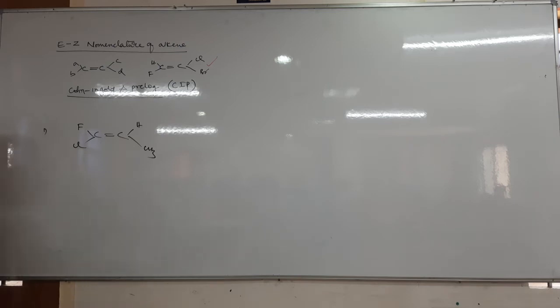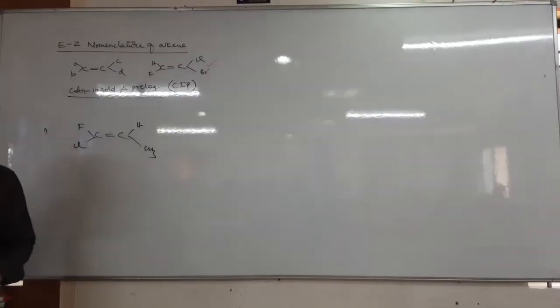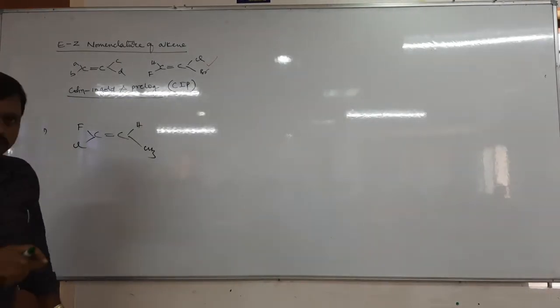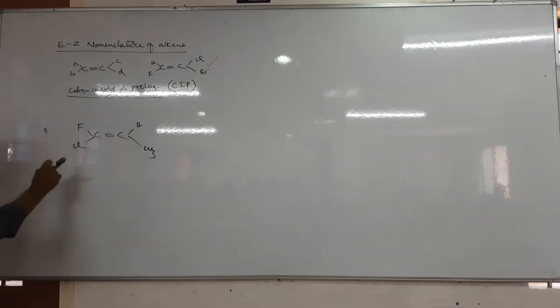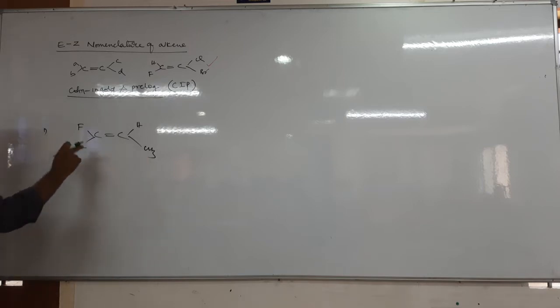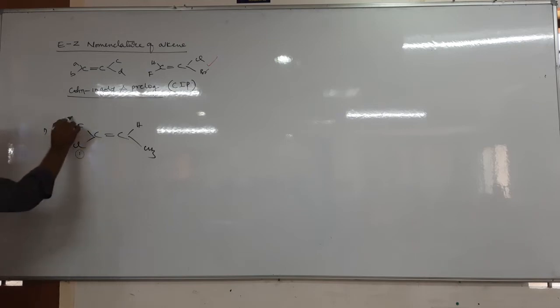The first rule is to identify the atoms or groups present on each double bonded carbon atom and give the priority based on the atomic number or atomic mass. So identify fluorine, chlorine and hydrogen, methyl. Then give the priority to each atom attached to the double bond carbon based on the atomic number. Among fluorine, chlorine, whose atomic number is more? Chlorine. Therefore, give the first priority to chlorine. Chlorine is 1, fluorine is 2.